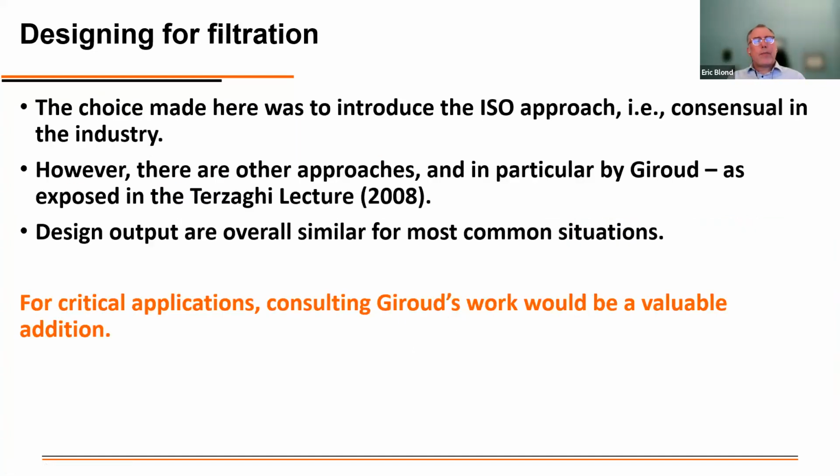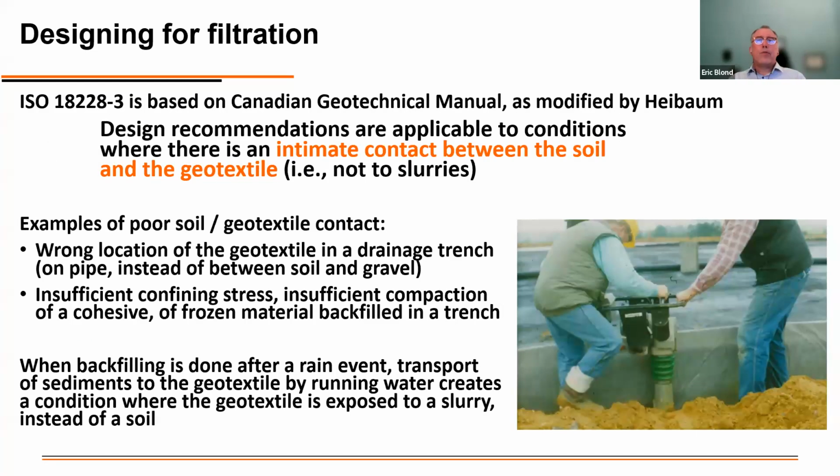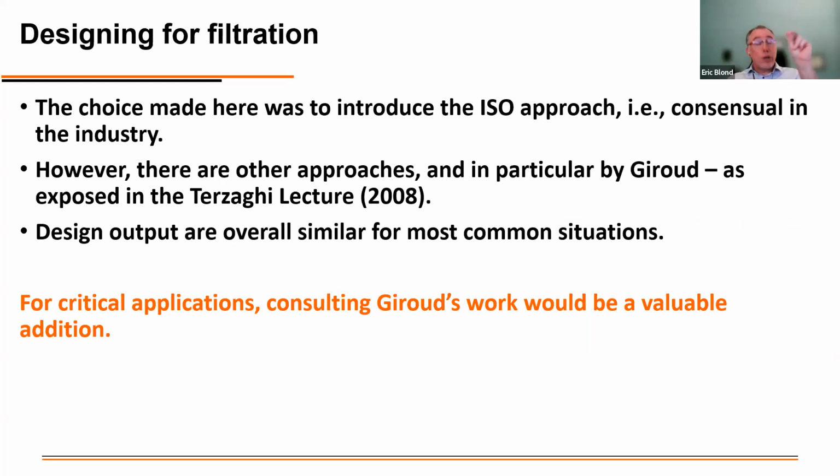Another thing I want to say, I've mentioned before, no, here I've not mentioned, but it's here. The core of the ISO 18283 is based on the Canadian Geotechnical Manual, modified by Heibaum from Germany, and which has been found by the ISO TC221 group as the best information available. And I will add to that the most consensual information.